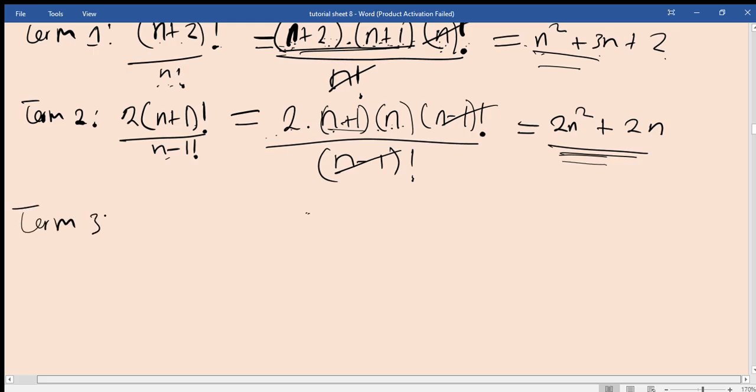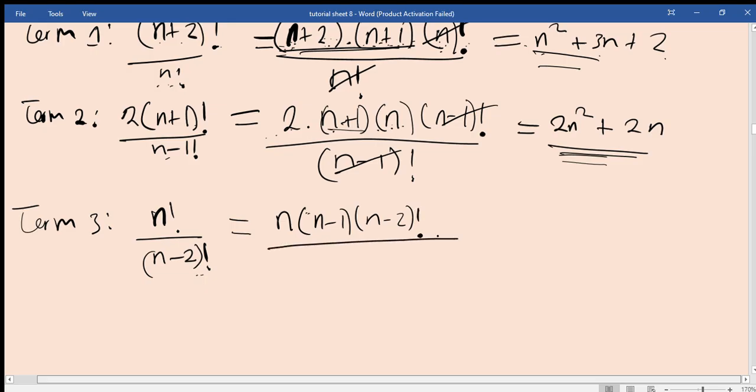The third term expression was n factorial over n minus 2 factorial. So what does this give? N factorial is just as good as n times n minus 1 times n minus 2 factorial. Since there's an n minus 2 factorial, we'll end there and write n factorial over n minus 2 factorial. This and this can go. Then we'll have n times n minus 1. This is n squared. N times that, this is minus n.